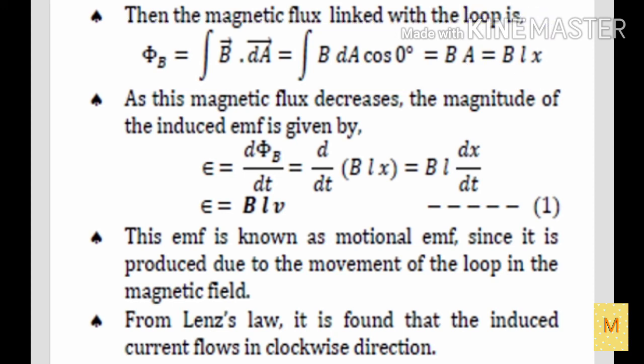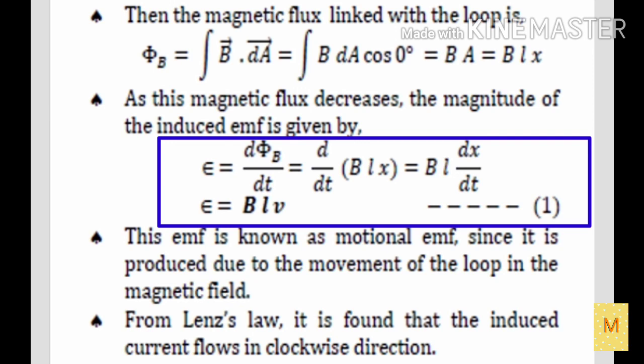As this magnetic flux decreases, the magnitude of the induced EMF is given by the equation epsilon is equal to d phi_B by dt, which is equal to d by dt of B l x. Here phi_B is replaced by B l x. Here B and l are constant, take them outside. Then we can write B l into dx by dt. Here dx by dt is nothing but the velocity. Hence the equation becomes epsilon is equal to B l V. This is equation number 1.